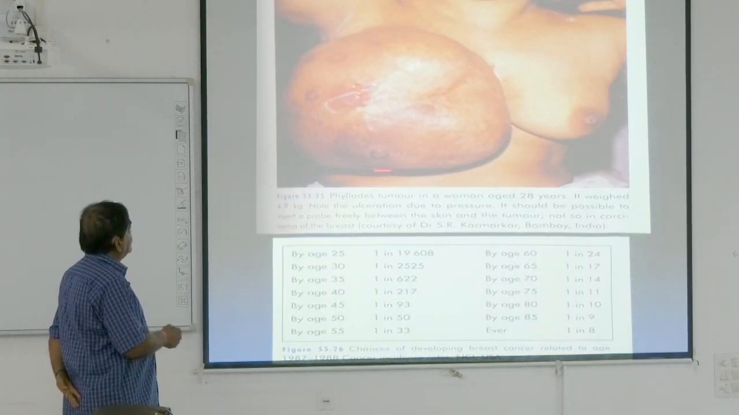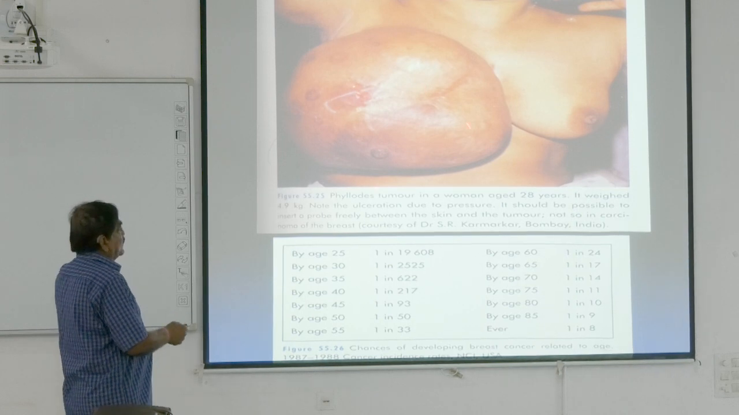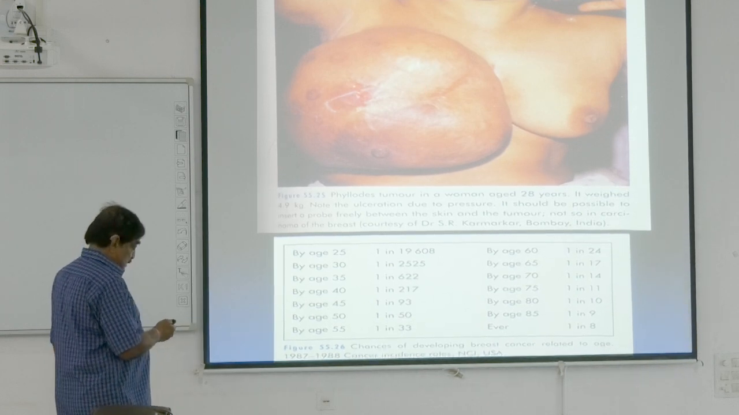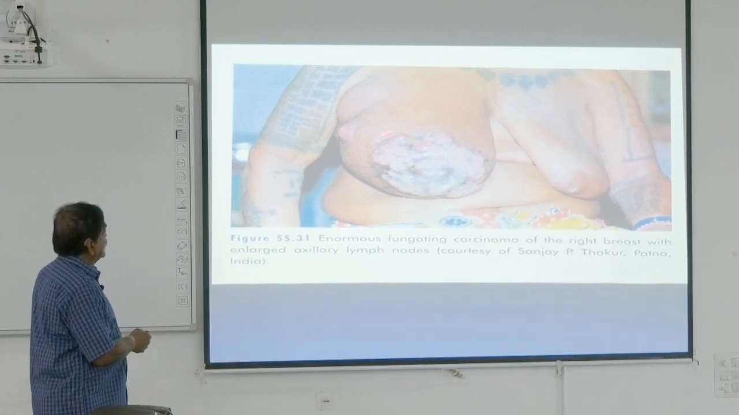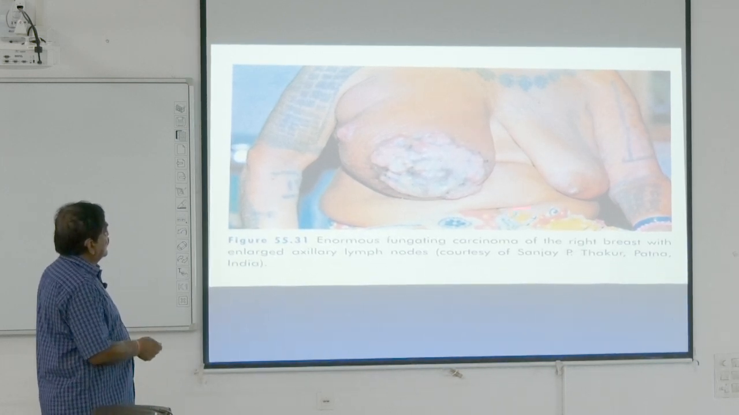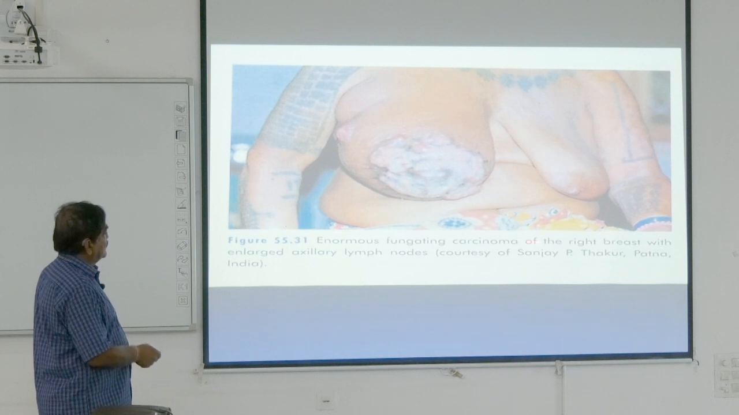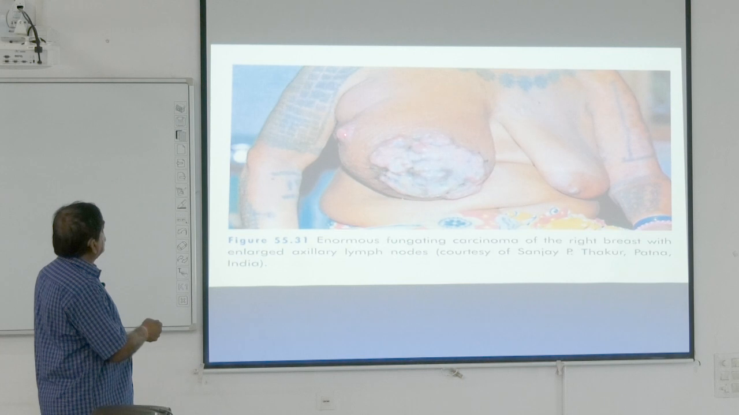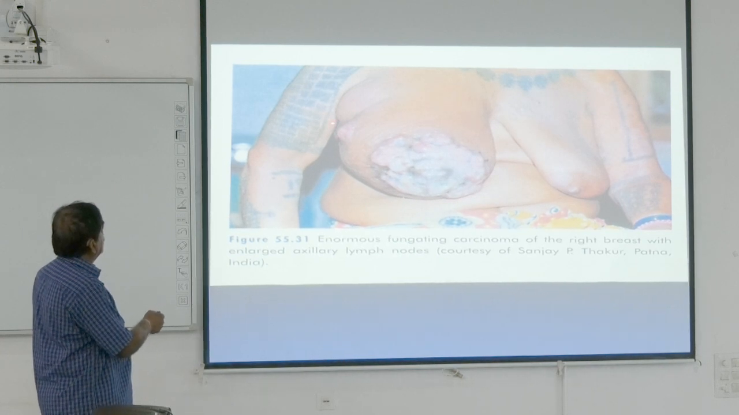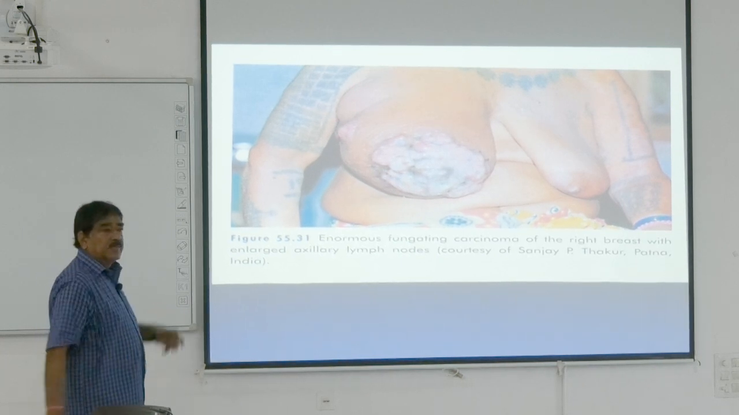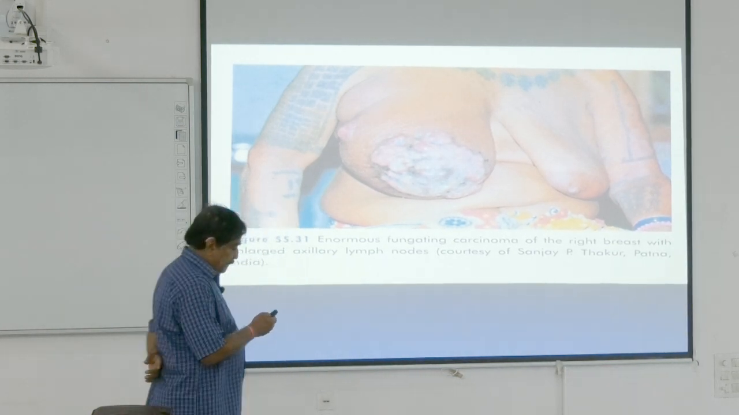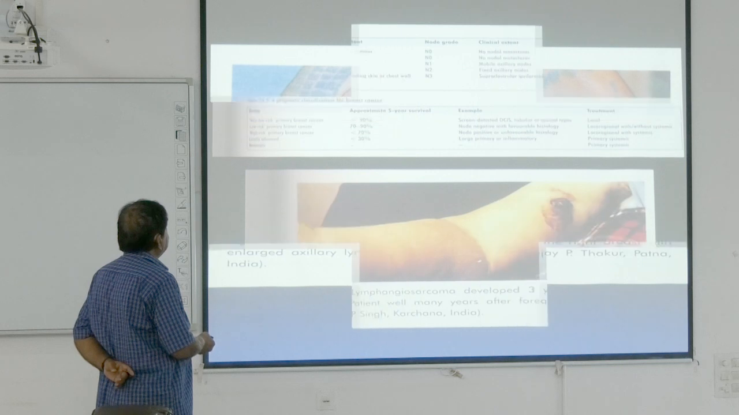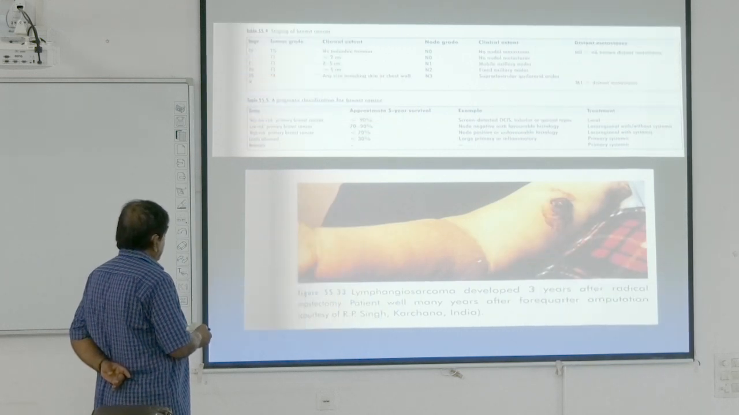Now, this is a phyllodes tumor, which is a non-malignant tumor. This is a normal breast. This is a fungating carcinoma. This is a normal breast, and with axillary lymph nodes. Here is the axillary lymph node. See, it can be that big in size.